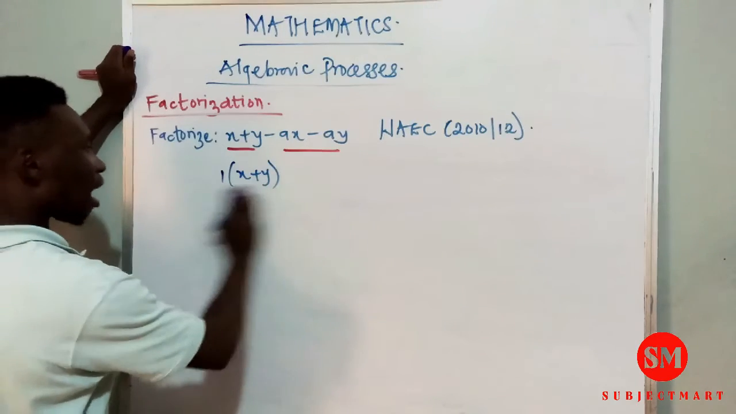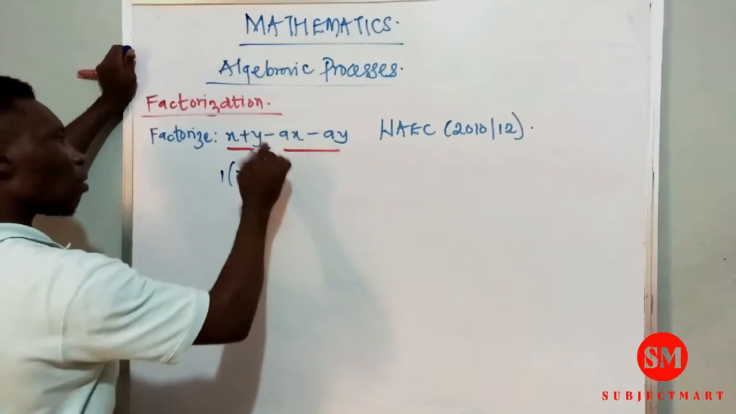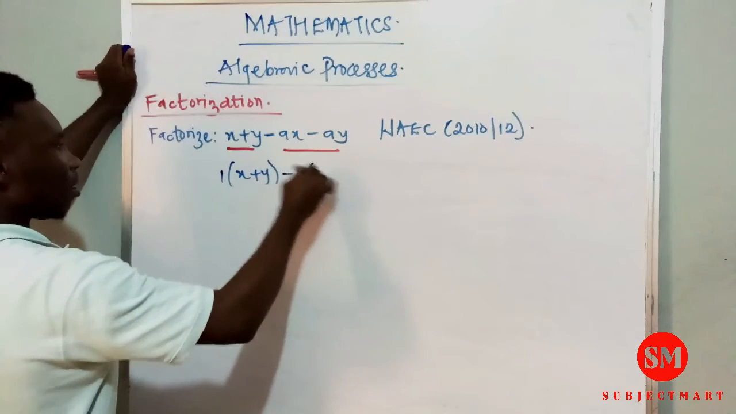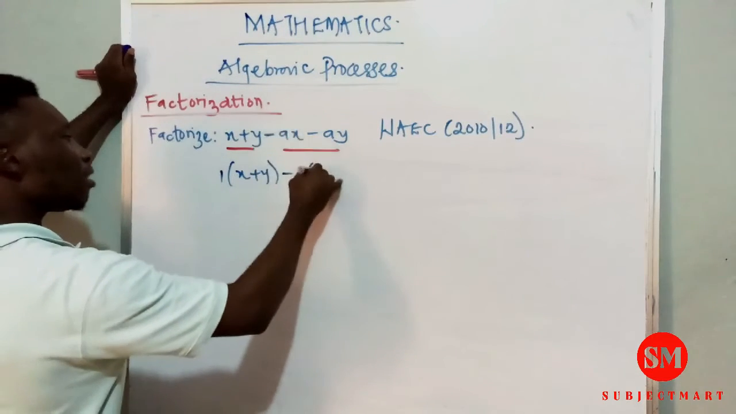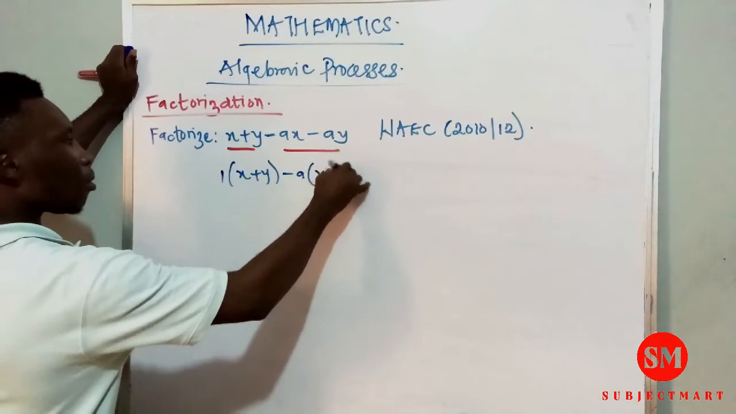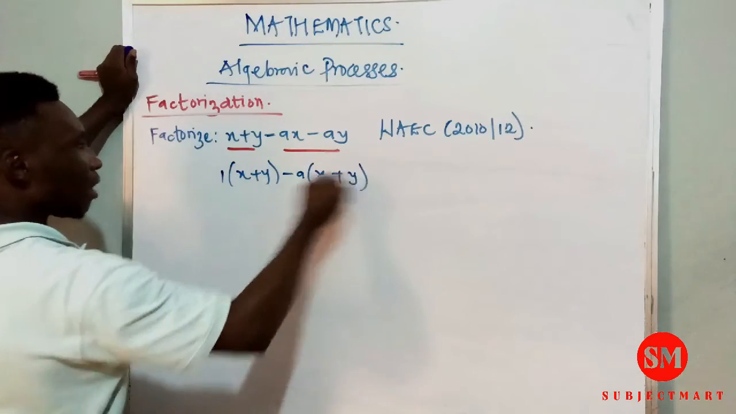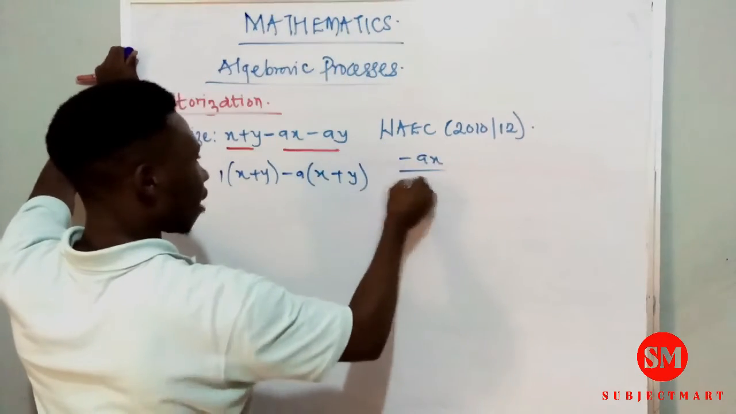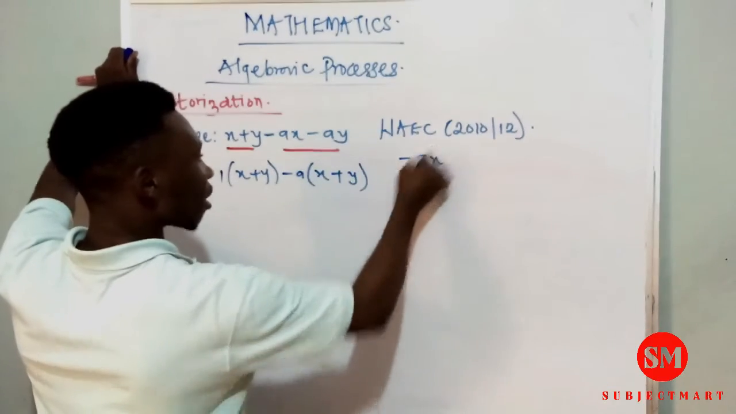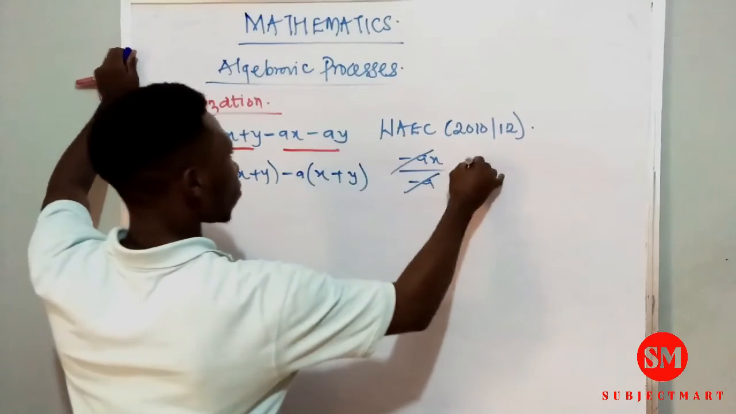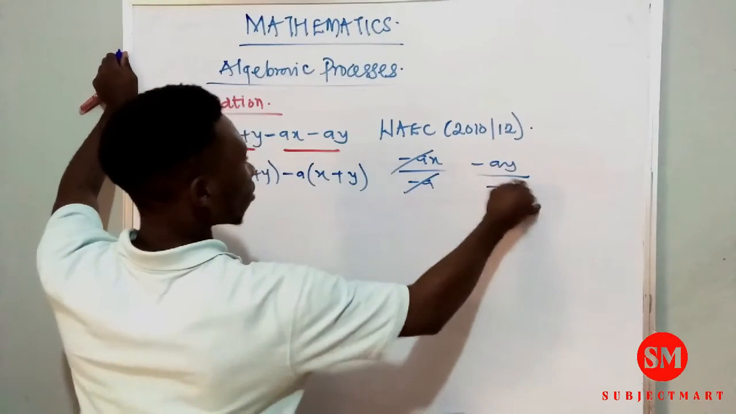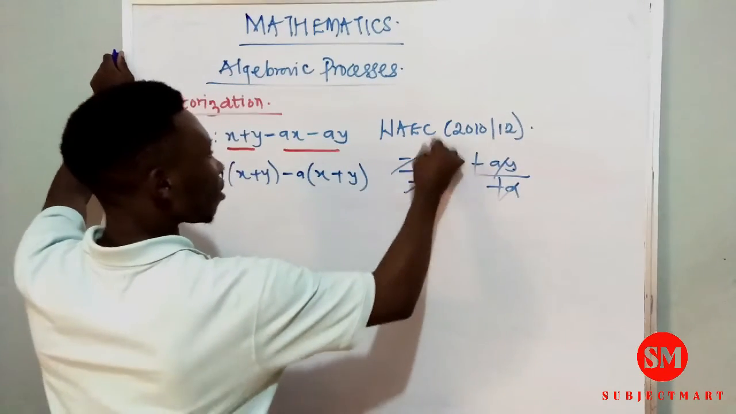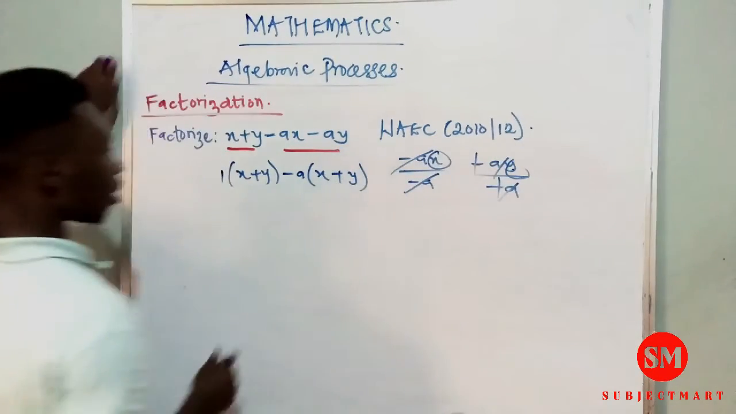Now, breaking this out, these two terms, what do they have in common? They have minus in common, and also they have a in common. So factorizing this becomes x plus y. Now, let me explain how this is x. We have minus ax. Since we brought out minus a, this cancels, so we are left with x. This is minus ay. Since we brought out minus a, this cancels, we are left with y. Now we have positive x, positive y in this expression.